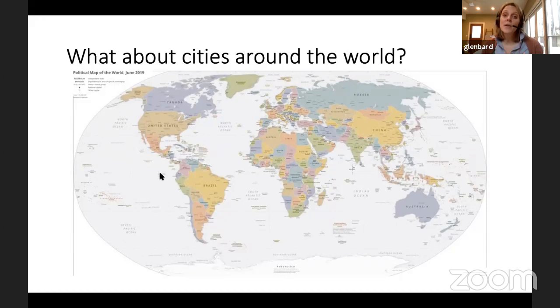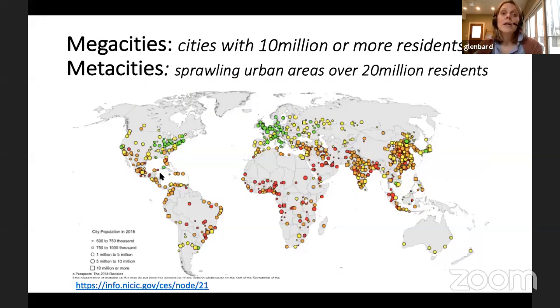So the first thing that I want to do is talk about some definitions. I apologize that my face is covering some of the definitions here. I will work on that for future presentations. So megacities, we're talking more than 10 million residents. Metacities, we're talking over 20 million. At the end of the day, these are huge cities, but they didn't just spring up over time.